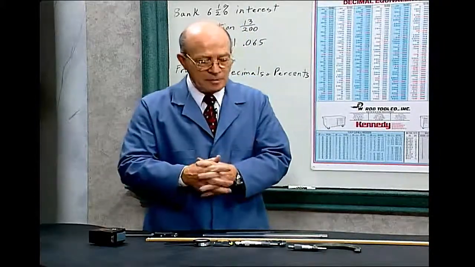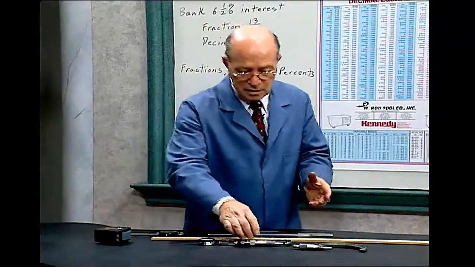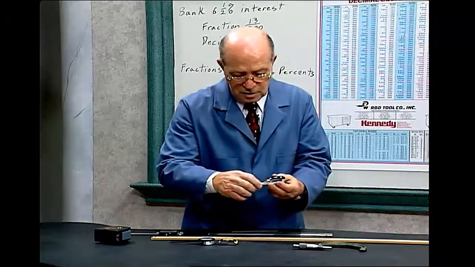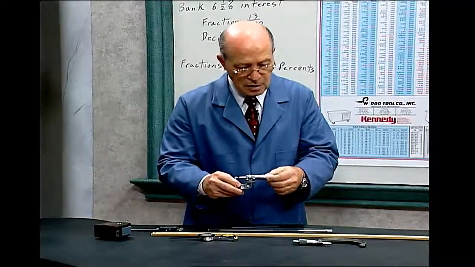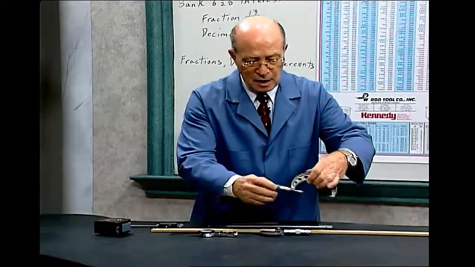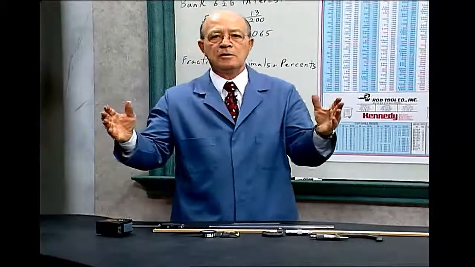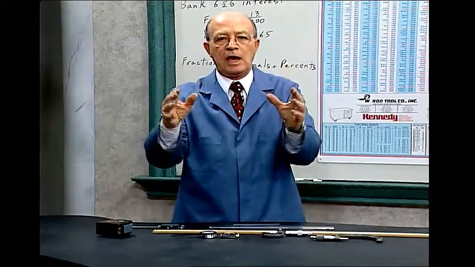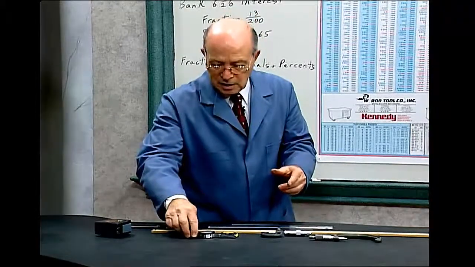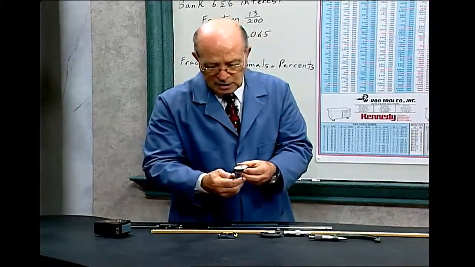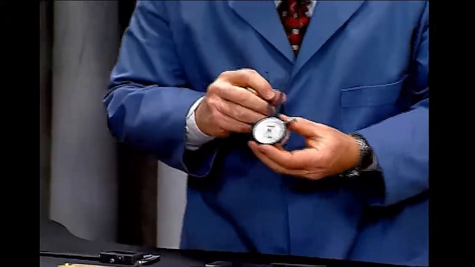Now we have another problem. Some equipment only uses decimals. We take these micrometers. They only read in decimals. Here's another one. And so when you use a micrometer, or a lot of machines, they only read decimals. So you have to take whatever number you have, your fraction, you have to convert it into a decimal. Here's a little gauge over here.